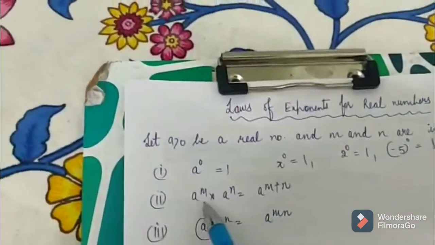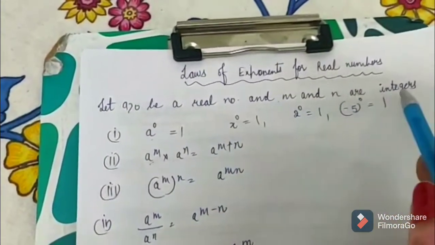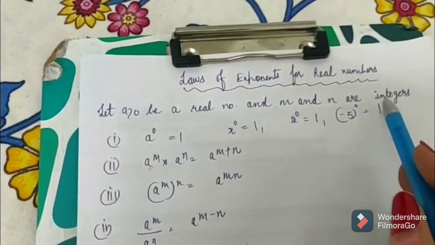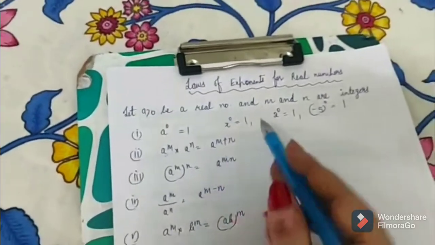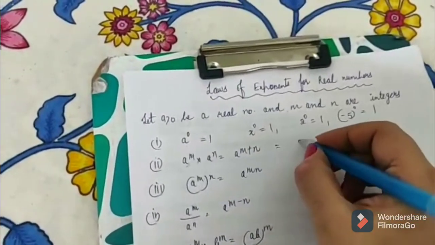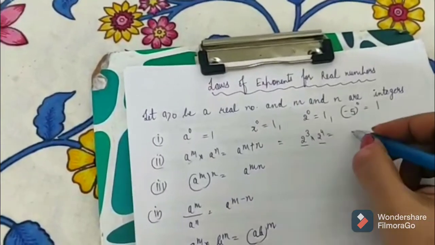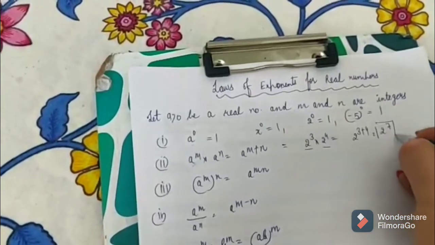The second law says that a raised to power m into a raised to power n, where m and n are integers. Integers can be negative, positive, or 0. So this is equal to a raised to power m plus n. For example, 2 raised to power 3 into 2 raised to power 4. Base is same, so it is 2 raised to power 3 plus 4, it is 2 raised to power 7.